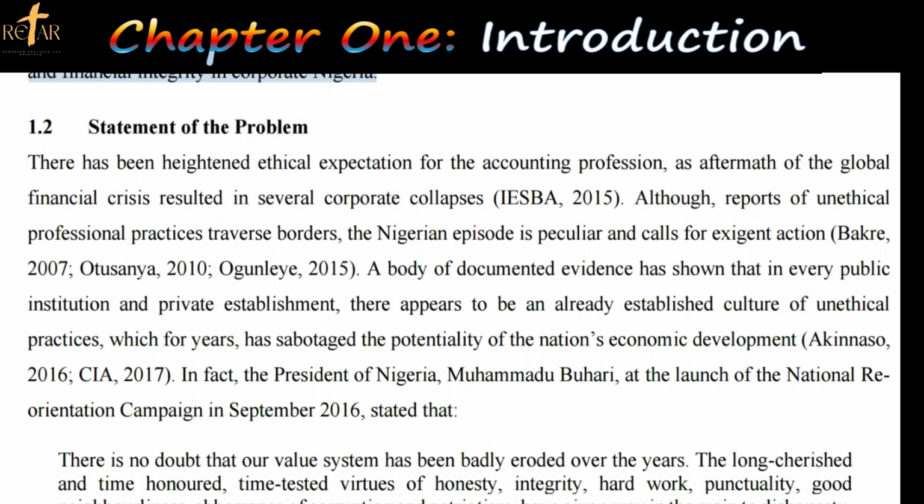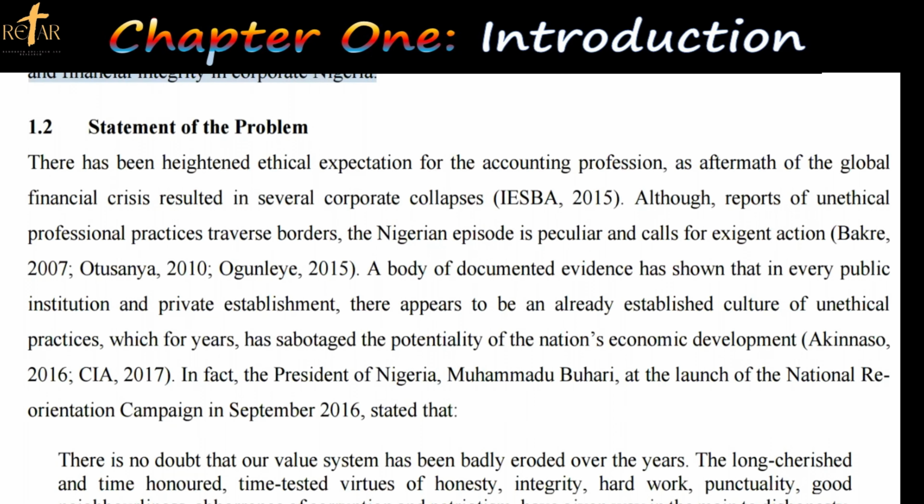Then the final aspect of your statement of the problem is to show what your study wants to now do to address that problem. So you now say, as some authors, some researchers will say, based on the aforementioned problem, or based on the problems identified above, this study, now your study, seeks to investigate how individual characteristics affect the way accountants make decisions. So that is how to close your statement of the problem.